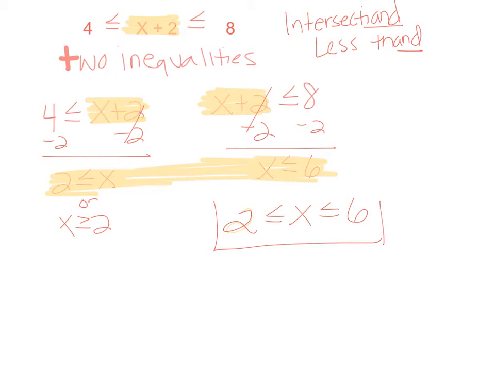This is my answer. Now to graph that, it may be more helpful to use that x is greater than or equal to 2 when graphing. I know I have 2 and 6 that I need. If it's greater than or equal to 2, it's going to be this way, and less than or equal to 6. And there's my intersection that I said I'd have because of my less than symbols.